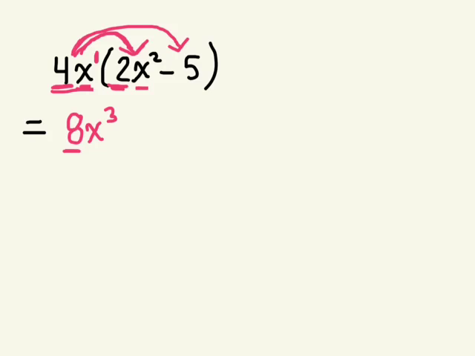Then we're multiplying 4x by negative 5. What's 4x times negative 5, Jemima? Negative 20x. Who got that as their final answer? Good, that's it.